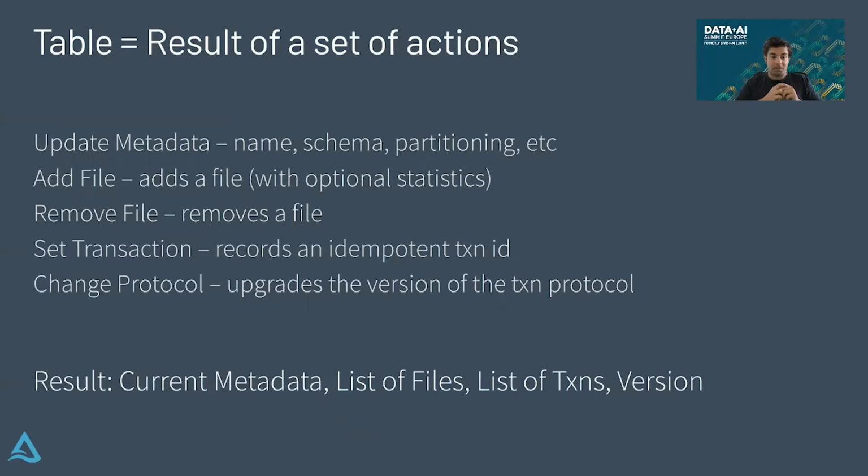Then we have our set transactions. Those are essentially used when you use structured streaming. Structured streaming can specify which version or which microbatch it has already committed to Delta, and that helps it keep its exactly-once semantics. And then we also have the protocol version. Since Delta is essentially a transaction log stored on an object store, a remote object store, the library, the client that's actually communicating with the transaction log needs to know if it can understand the transaction log or not. And it understands this through this protocol.